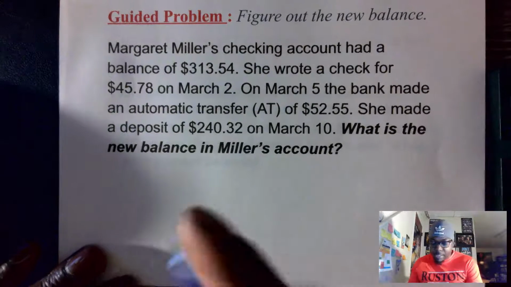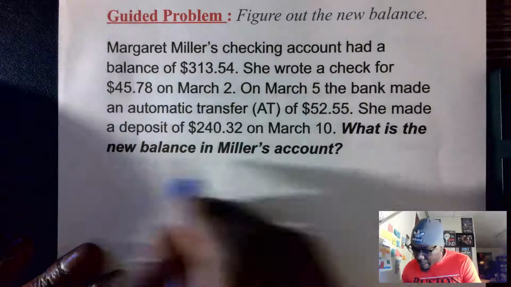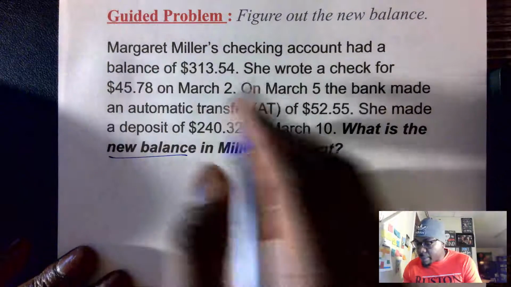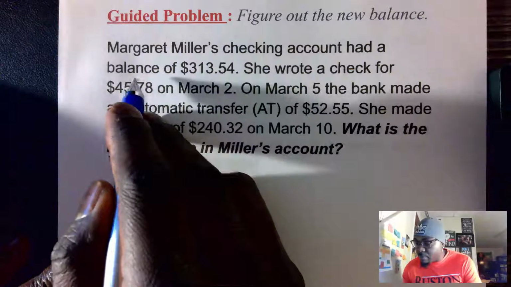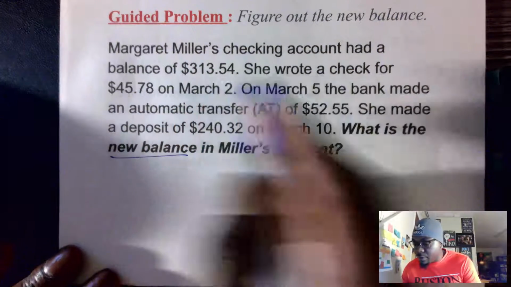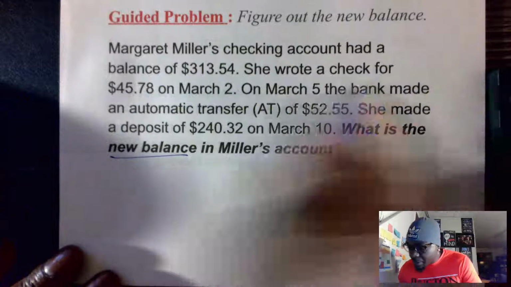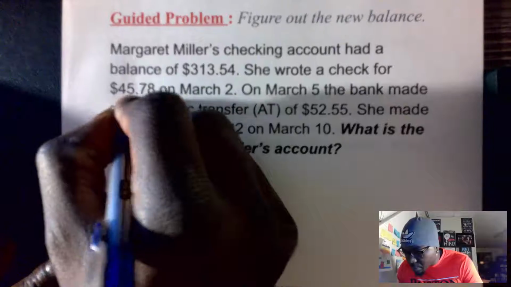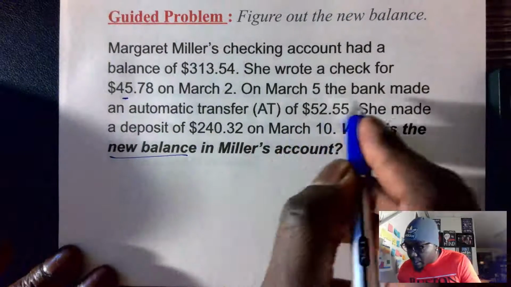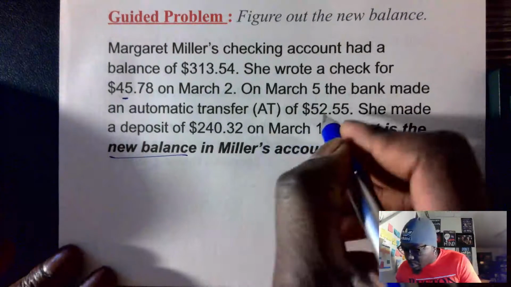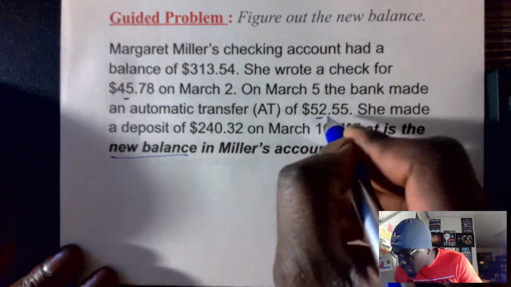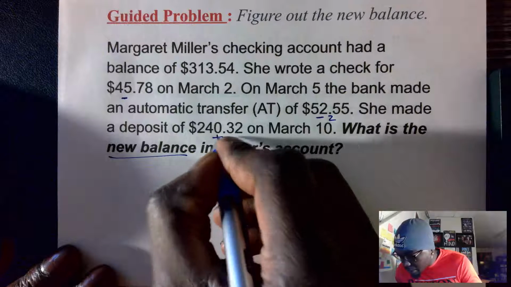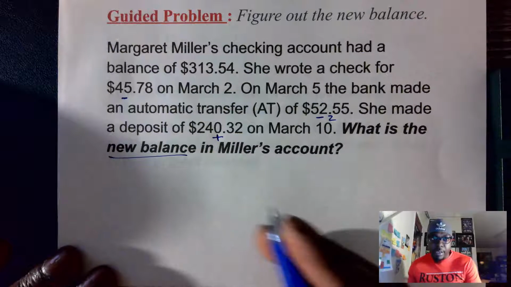On example number 2, again, it asks us to find a new balance. So we're going to read. Margaret's checking account had a balance of 313.54. She wrote a check, so that means I'm going to subtract this amount. On March, it made an automatic transfer, so I'm going to subtract this amount as well. And the deposit, I'm going to add. I'm just trying to find the information that I need.